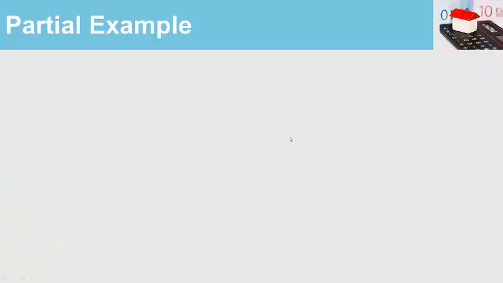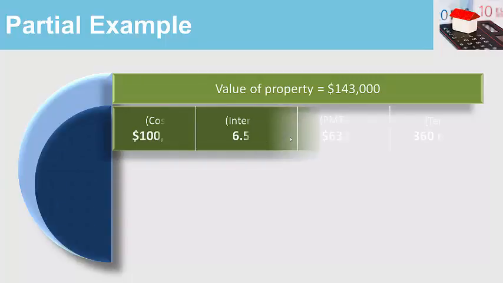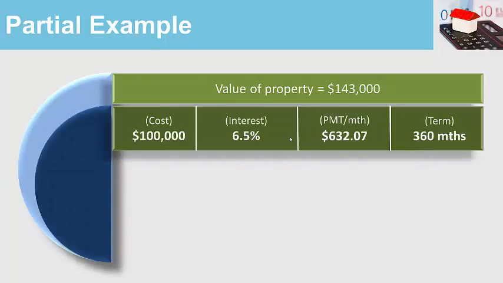This is an example of a partial. We'll use the same numbers from the previous slide. The property value is $143,000. The note is worth $100,000, and the homeowner is paying $632.07 per month for 360 payments at an interest rate of 6.5%.